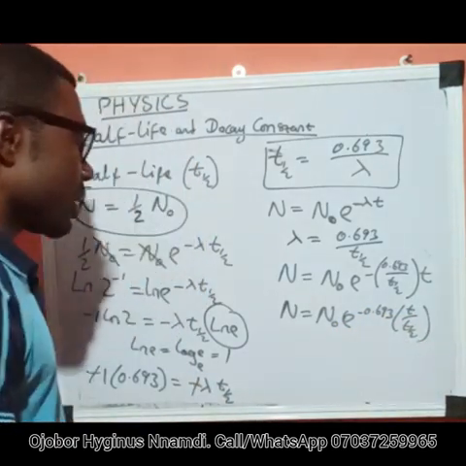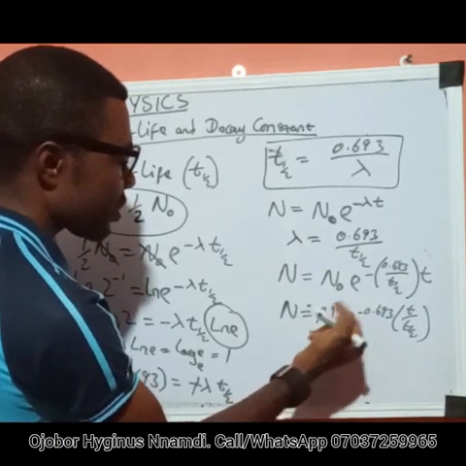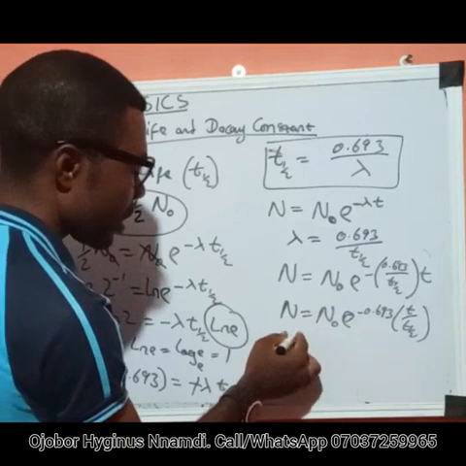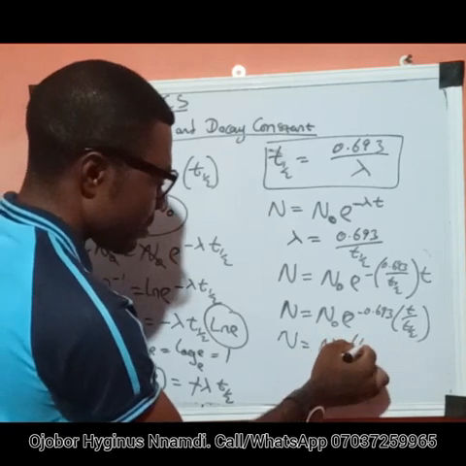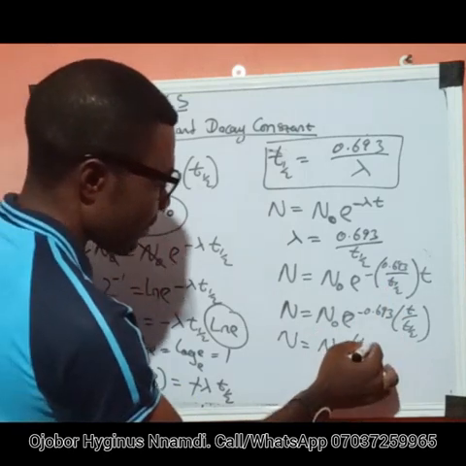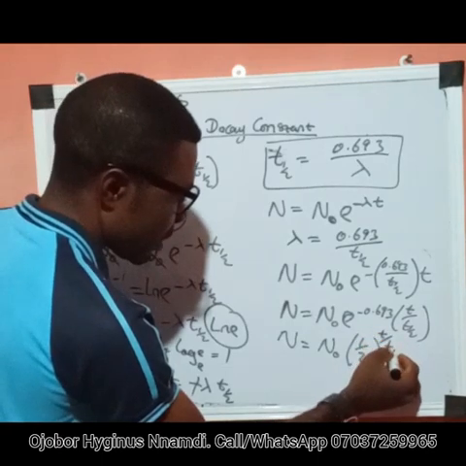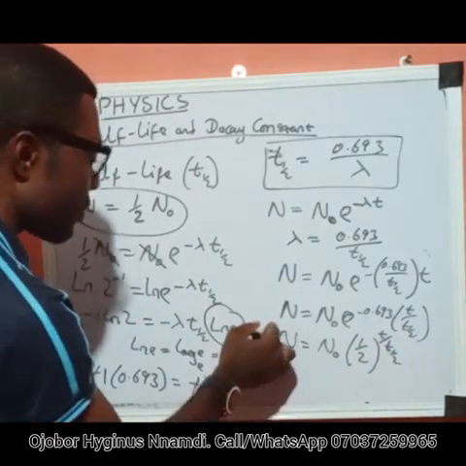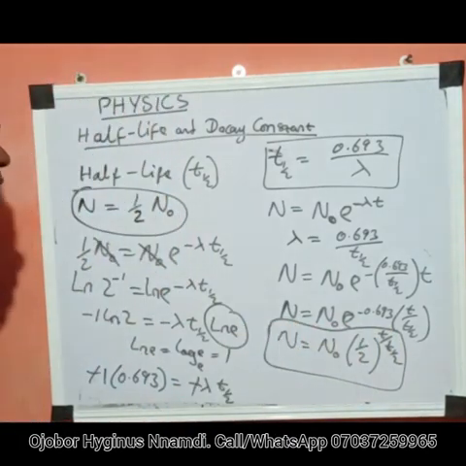Okay, and if you could punch this in your calculator, exponent minus 0.693, you are going to be shocked to get 0.5. That means I can actually represent the whole of this exponent minus 0.693 with half. That means it's going to be half raised to power T over T half. This is also a formula we can use to determine the number of atoms remaining after disintegration.